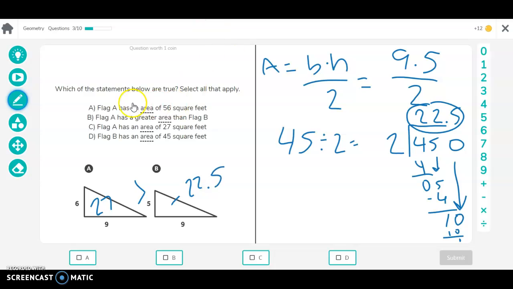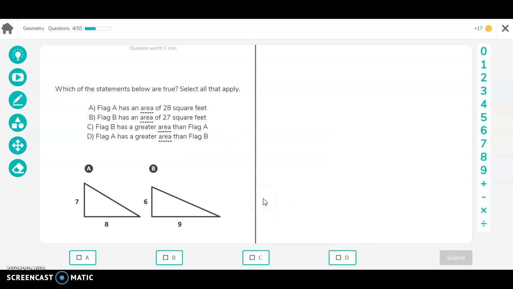So in this regard, B is correct. Flag A has a greater area than flag B. And if you're looking at C and D, flag A has an area of 27 feet. We already solved that. And flag B does not have an area of 45. You would get 45 by doing 9 times 5, but remember you have to divide by 2. So we're going to go ahead and submit that. Awesome. This is the same type of question here.